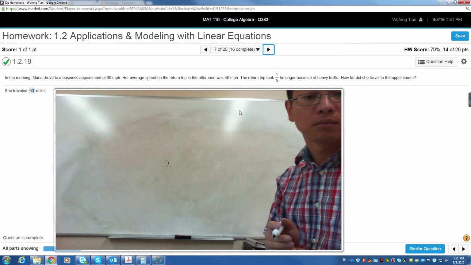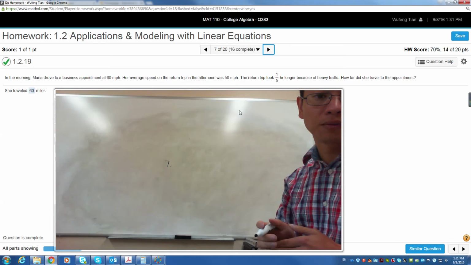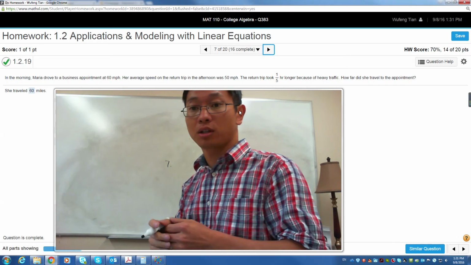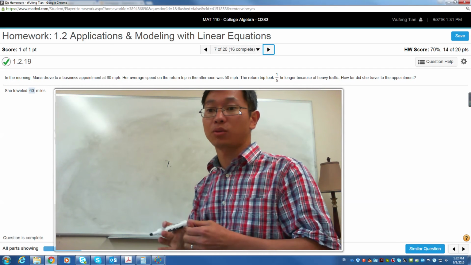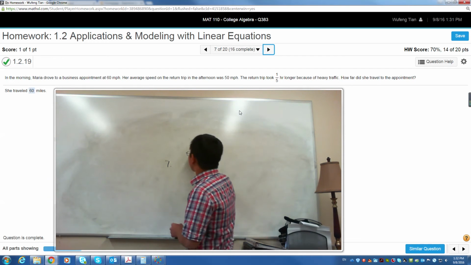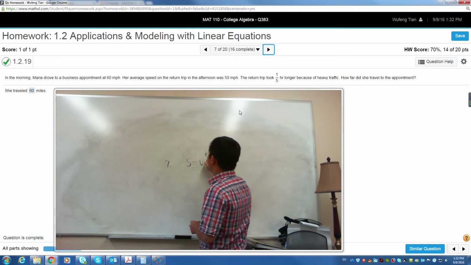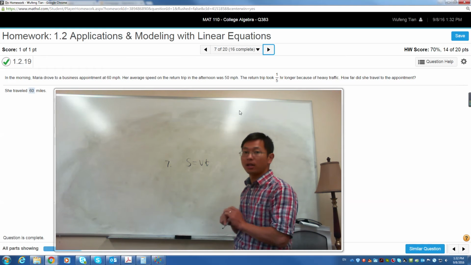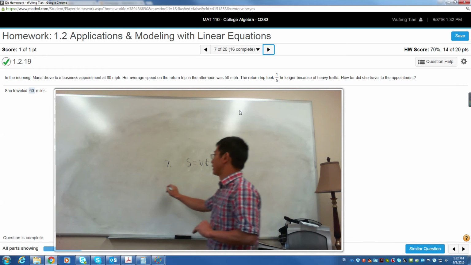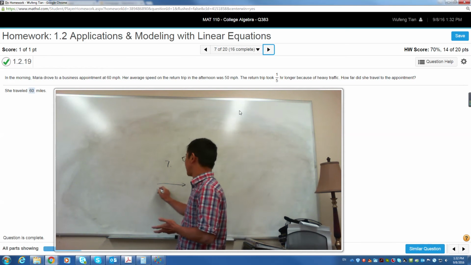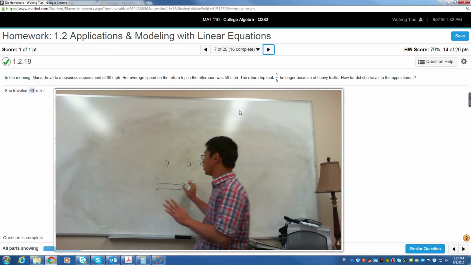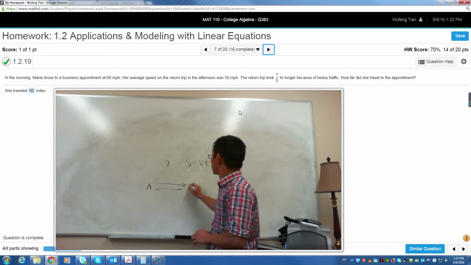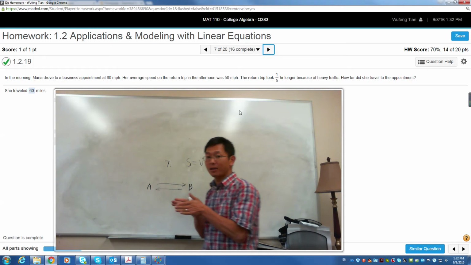In the morning, Maria drove to a business appointment at 60 miles per hour. Her average speed on the return trip is 50. The return trip is 1/5 hour longer than the trip there. Okay, so basically we're going to use S equals V times T. V is velocity, or the speed, times the time. S is the distance. If you go to some place and then return, you're going to have the same distance. You go from A to B, and then return from B to A.